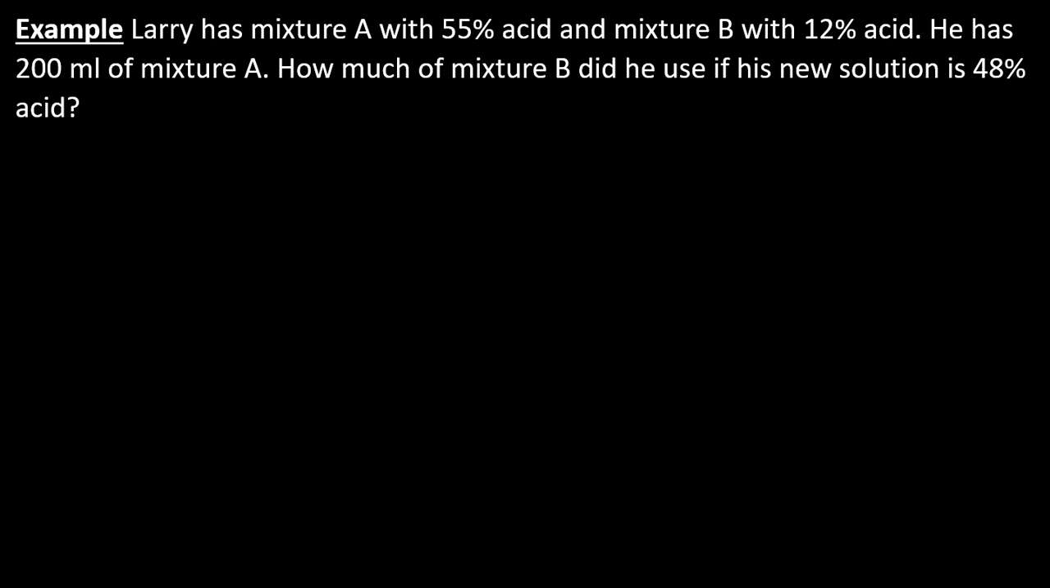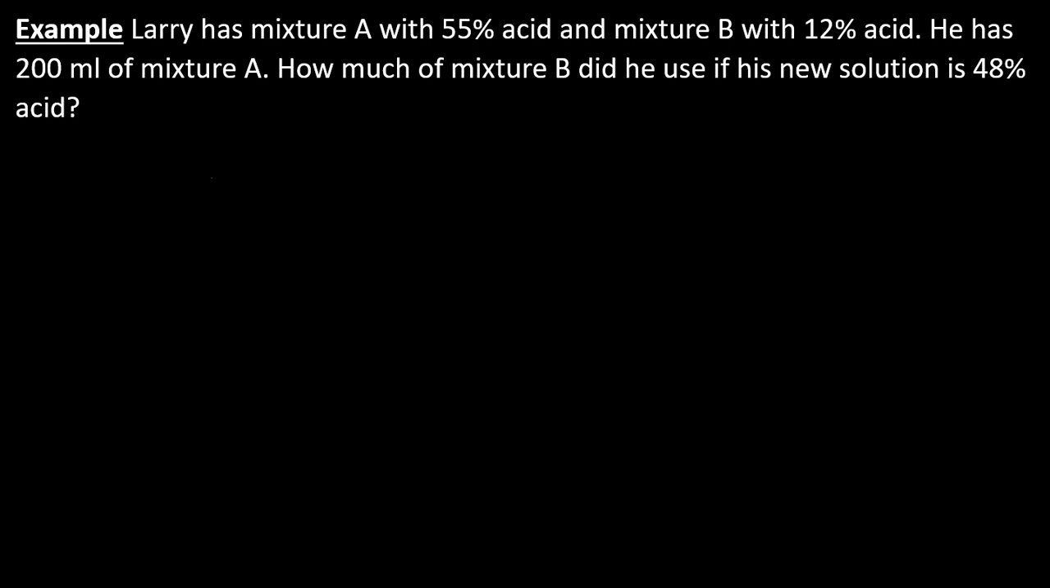So now let's pivot to another mixture. This one's a more explicit mixture, but it's still the same idea. Larry has mixture A with 55% acid and mixture B with 12% acid. And he has 200 milliliters of mixture A. How much of mixture B did he use if his new solution is 48% acid? This one has a little bit of a plot twist, but the idea behind the setup is still the same, with a few tweaks.